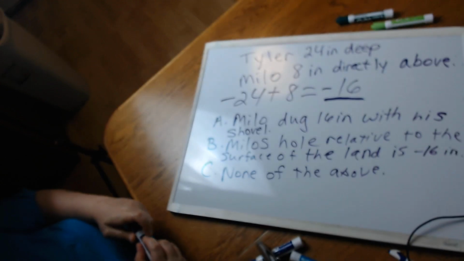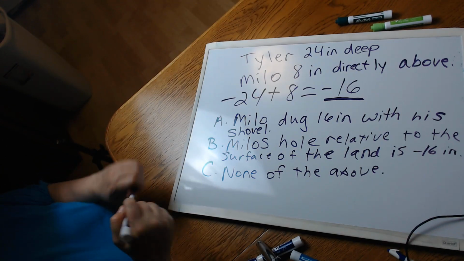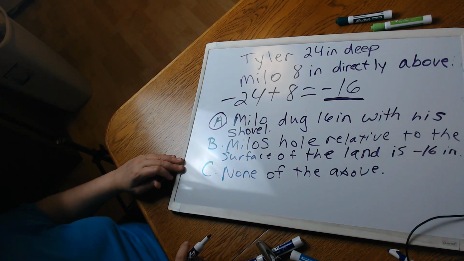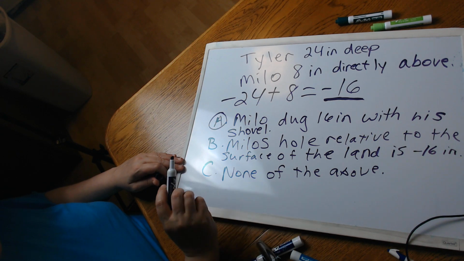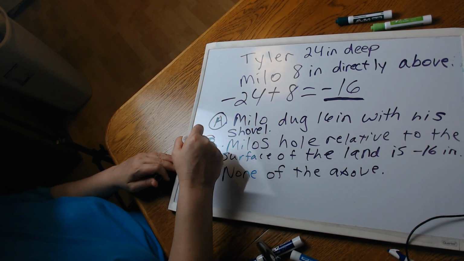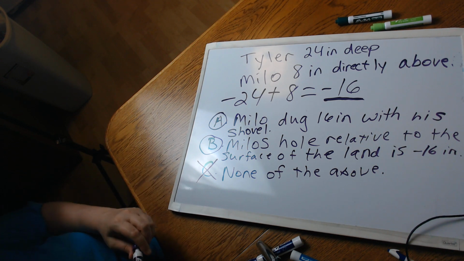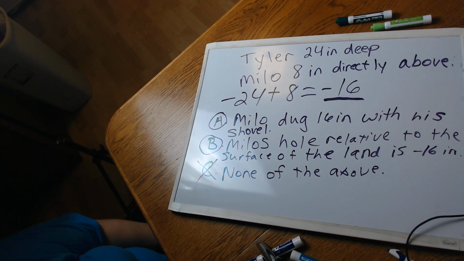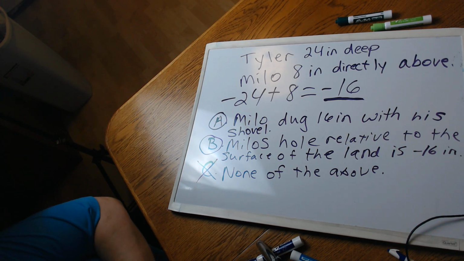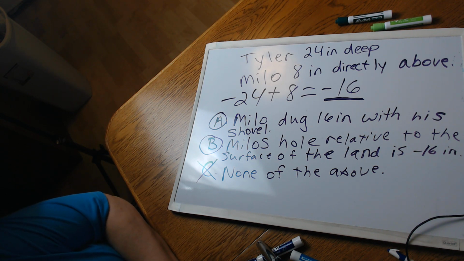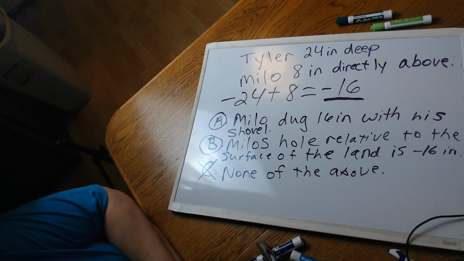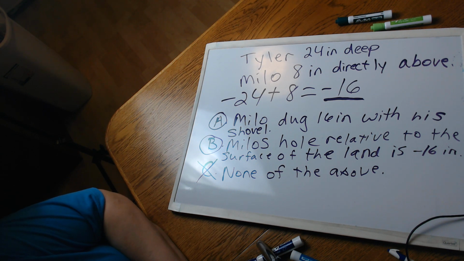Okay. So Milo dug 16 inches with his shovel. Yes, it does tell us that Milo dug 16 inches with his shovel. Milo's hole relative to the surface of the land is negative 16 inches. Yes, that is correct also. It's real wordy and confusing, but it is correct. None of the above? No, that is not true. So Tyler has dug 24 inches below the surface of the ground. The more below the surface of the ground, the more negative we are. That means the beginning of the surface of the land where the digging began is 0. And Milo has dug 8 inches above Tyler. That is why we added 8. To figure out Milo's depth of negative 16 inches, every statement is correct except the last one.